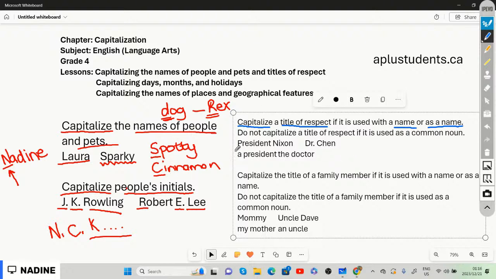For example, look at this word, President Nixon. So if you are talking about the president and you're saying President Nixon made a great speech, then you write president with a capital letter, Nixon with a capital letter.